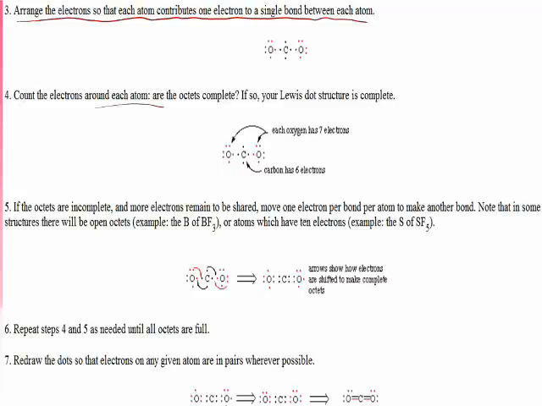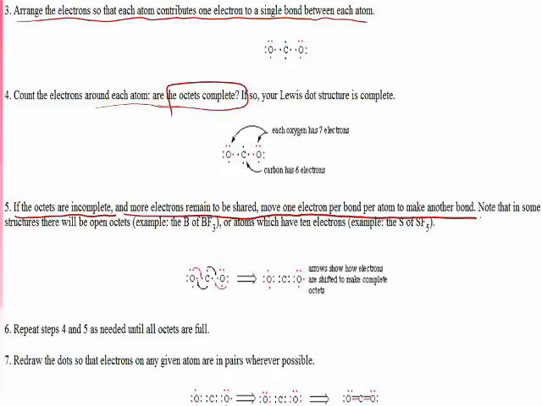Now we count the electrons in each atom. Do they have 8? Are the octets complete? If so, great. But we look here, it's not the case. Oxygen has 7, carbon has 6. Not complete. Carbon needs 2 more, oxygen just needs 1 more. So that should raise a flag, maybe a double bond. If the octets are incomplete, add more electrons to be shared. Move 1 electron per bond to make another bond.